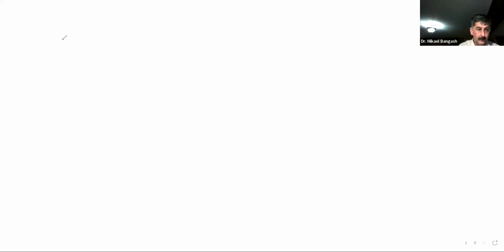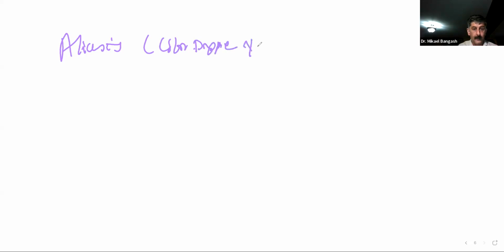Okay, listen. Aliasing. First of all, this is what we call it in color Doppler and spectral Doppler. It goes under other names as well, like ghosting, clutter, crosstalk and mirror imaging. Clear? Now, what was aliasing?